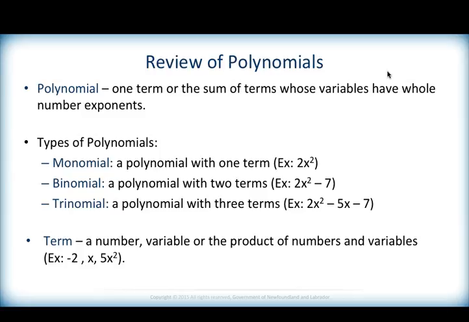And our last definition there is a term. That is a number, variable, or the product of numbers and variables. So we could have -2, x, or 5x squared. And as we mentioned earlier with the definition of a polynomial, a term is separated by an addition or subtraction symbol, and there could be one term in a polynomial, which is a monomial. There could be several terms, but keep in mind that they have to be separated by an operation to be a term. They could have a coefficient and a variable attached, but it has to be together.